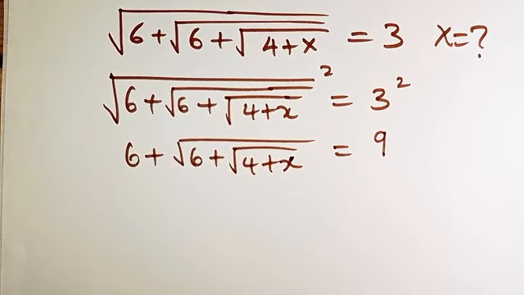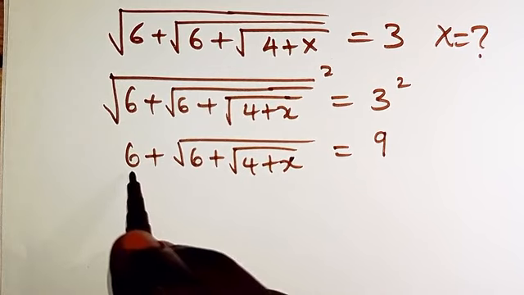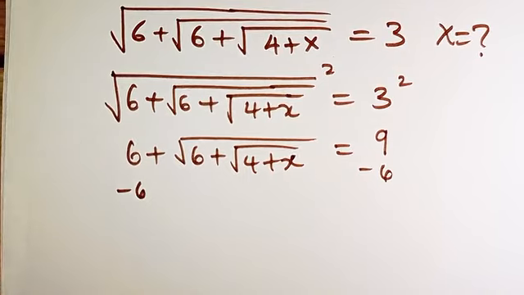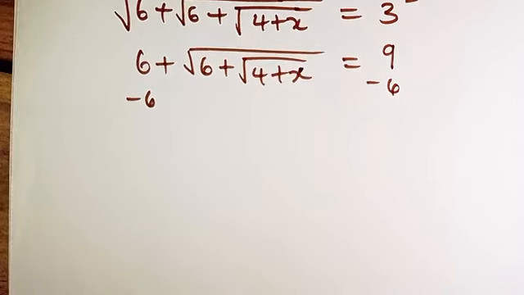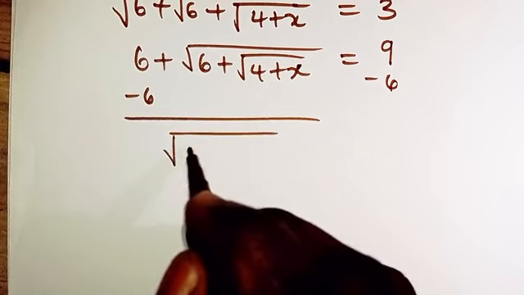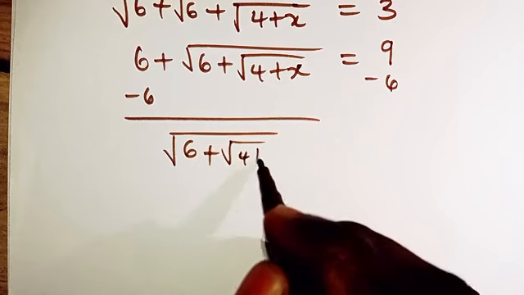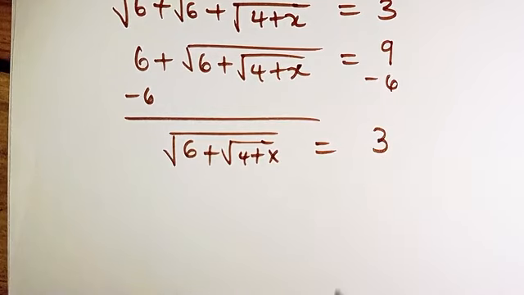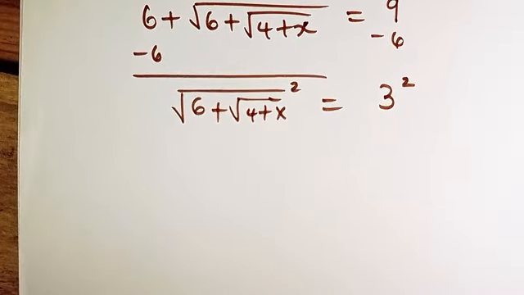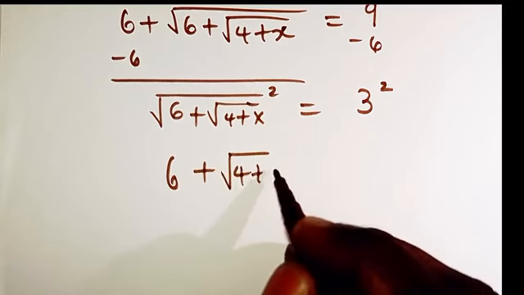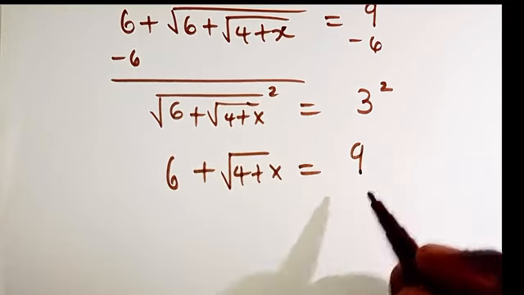From there, the next thing we're going to do is transpose this. We're going to remove 6 from both sides. So removing 6 from both sides, what are you going to have? Root 6 plus root 4 plus x equals, so what remains? 3 here. The same thing we are going to do, we square again. Squaring again, we're going to have 6 plus 4 plus x equals 9.